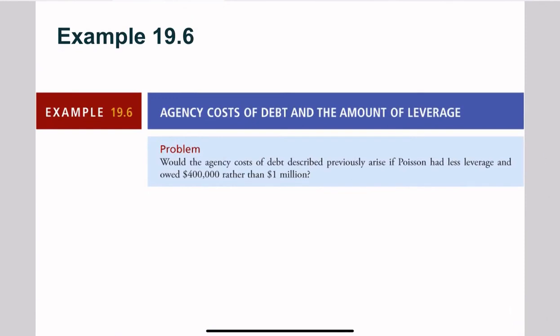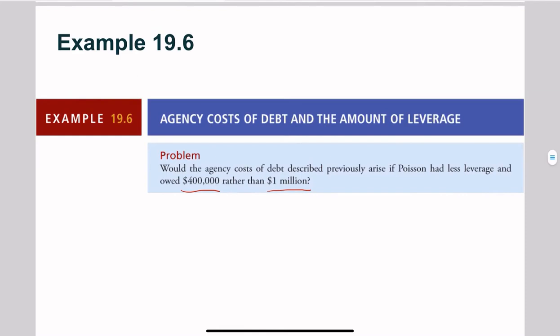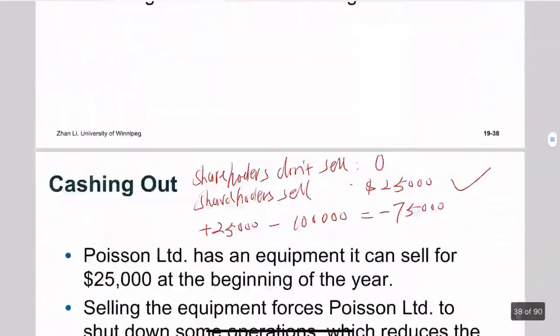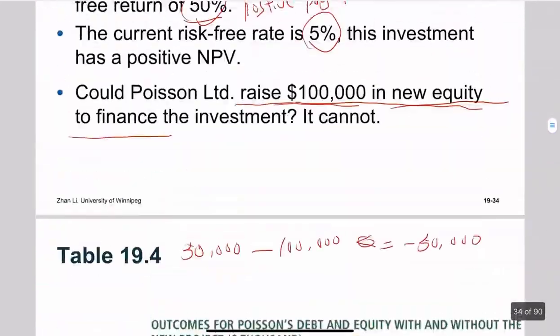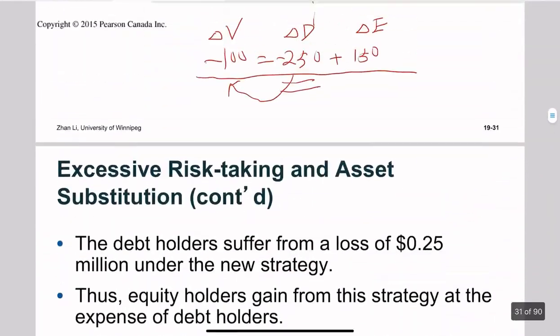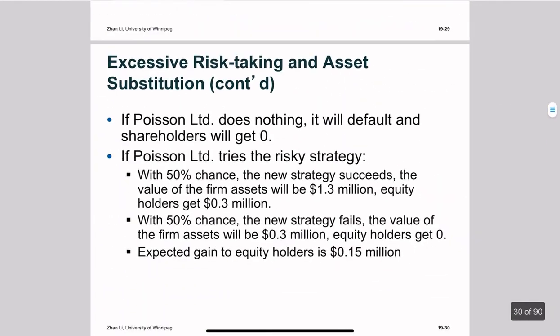This example says, would the agency cost of debt described previously arise if the firm had less leverage and owed only 400,000 rather than 1 million? So now the firm has a smaller amount of debt. So now let's see whether we will have these asset substitution or debt overhang or cashing out problems. So let's examine this one by one.